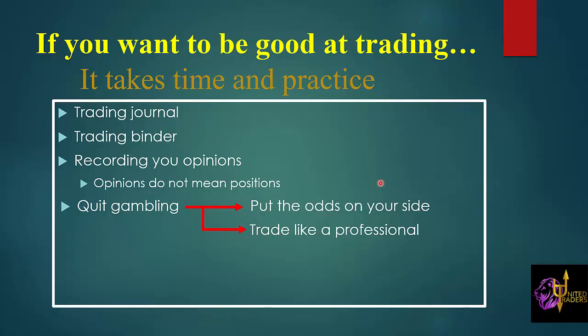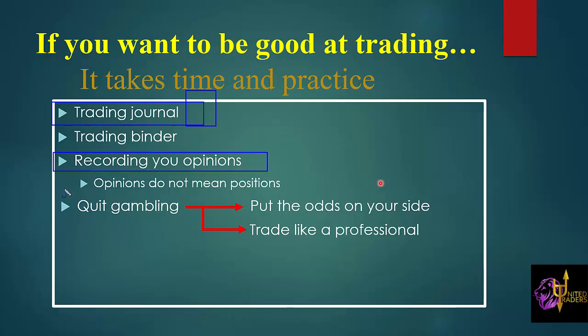So let's just recap a little bit. If you want to be good at trading, it takes time and practice. I really stress the importance of a trading journal. I think trading journals are very important. I use one all the time. Always record your opinions. An opinion does not mean a position. So if you see something and you think that you have an opinion about it, but you're not sure, go ahead and record it. Where do I record that stuff at? I record it in my trading journal. I actually use OneNote. I'll show you that here in just a second. I'll take screenshots of charts that I think I have an opinion on and come back a few weeks later and see how they did.